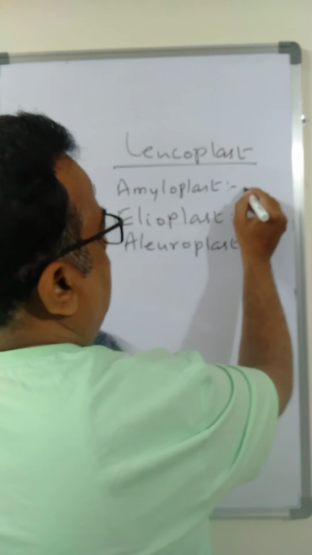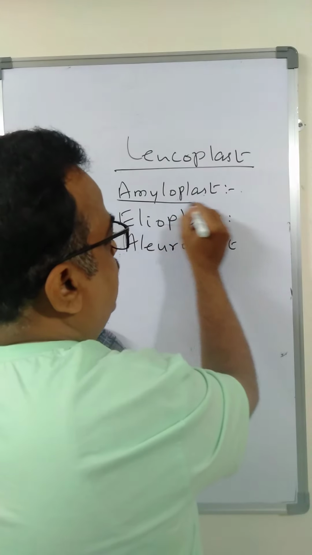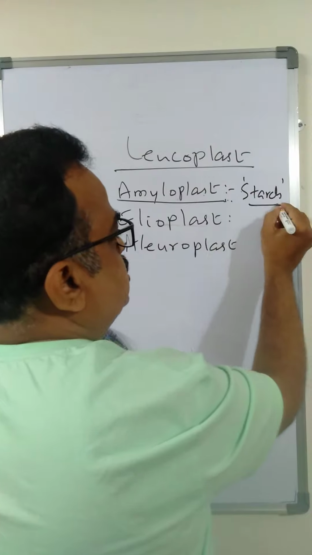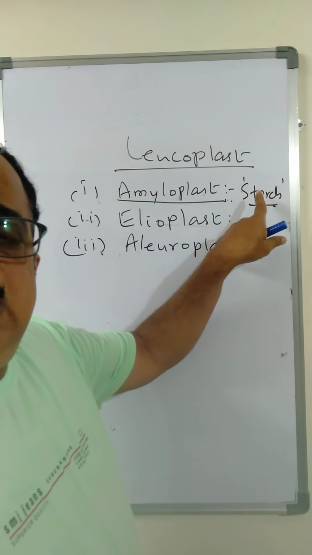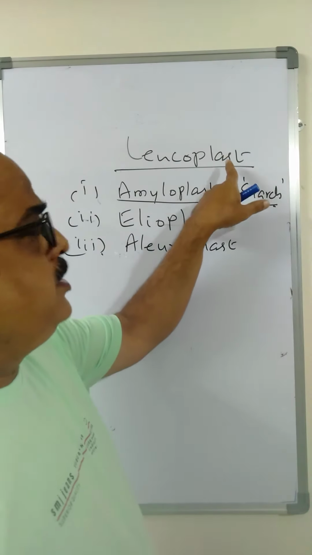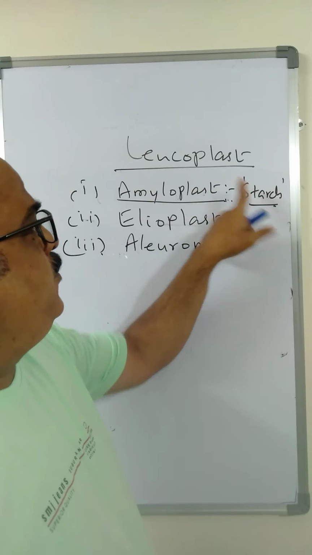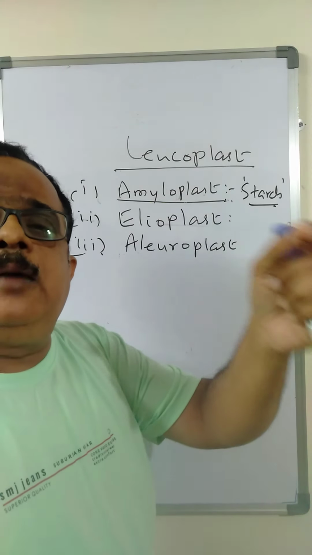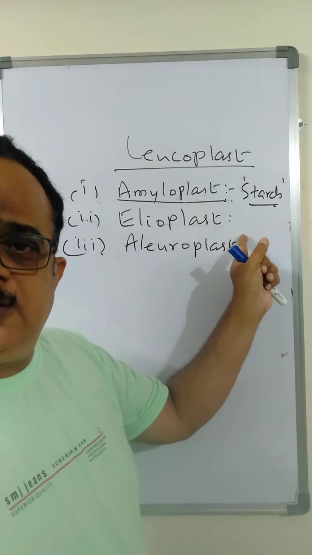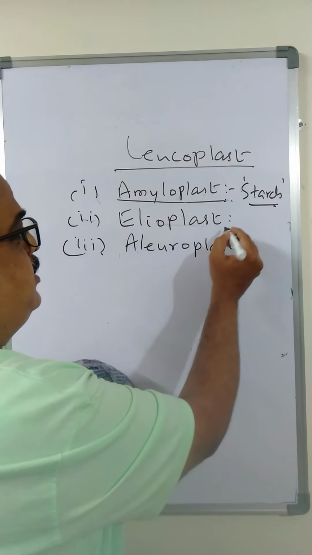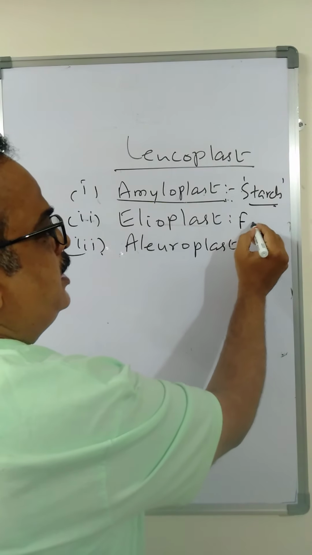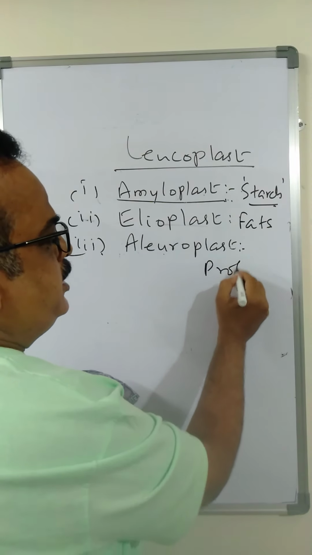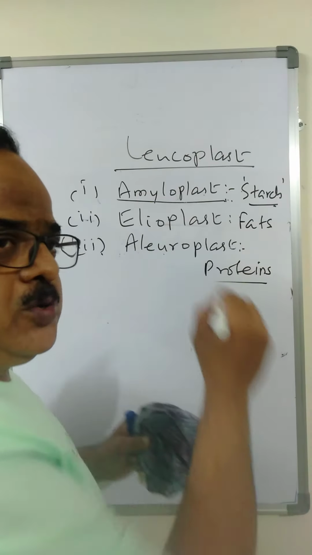Suppose this leucoplast stores food material like starch. If starch is stored in leucoplast, that type of leucoplast is known as amyloplast. Simply, in amyloplast starch is stored, in elaioplast fats are stored, and in aleuroplast proteins are stored.